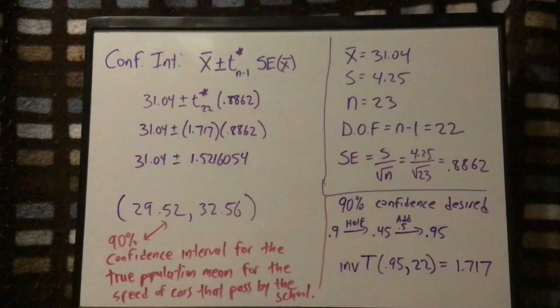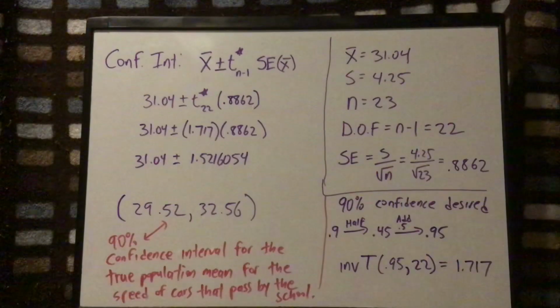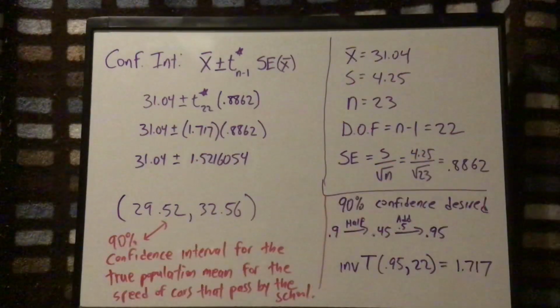Well, with this calculation now ready to go, I'm doing the 31.04 plus or minus that t-score 1.717. That'll take me out 90%. And times that standard error of 0.8862. The confidence interval, which I've been looking at for a while now, is 29.52 to 32.56.